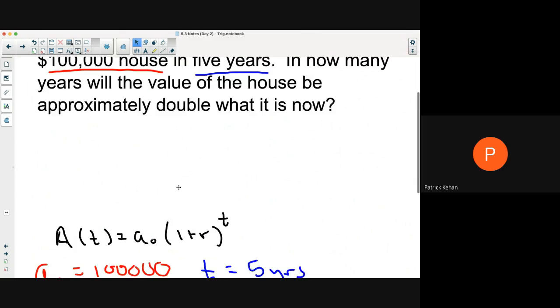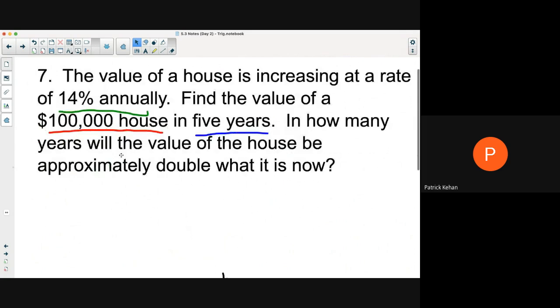Then it goes on and asks, in how many years will the value of the house be approximately double what it is right now, right? So that's the rule of 72. So what we can do is we can take 72 and divide it by 14%, and that's going to be about 5.14 years, right? So in how many years will the house be approximately double? 5.14, we're dividing 72 by 14 here. That's the rule of 72, and that's the approximation.